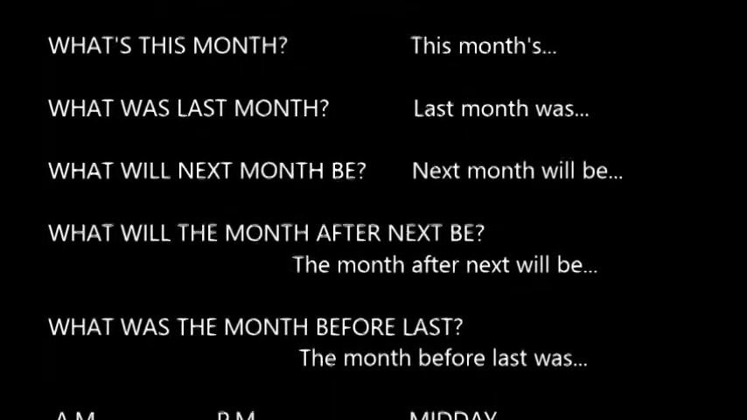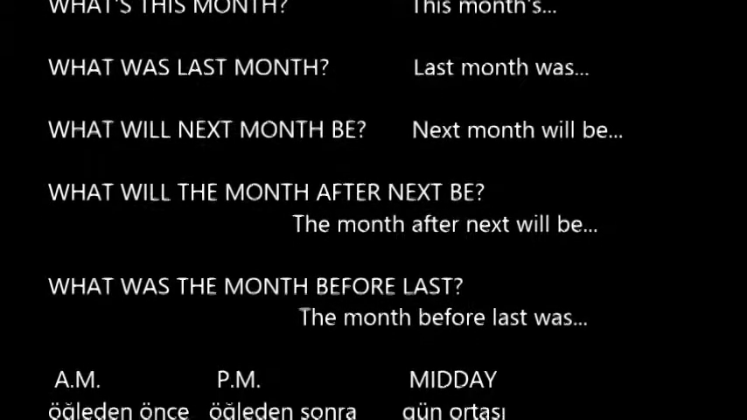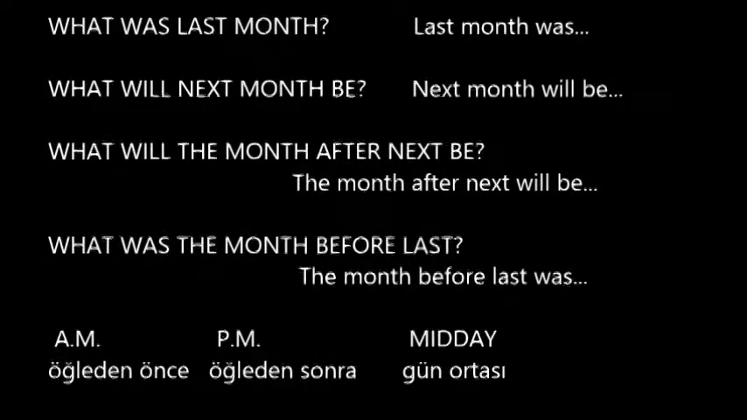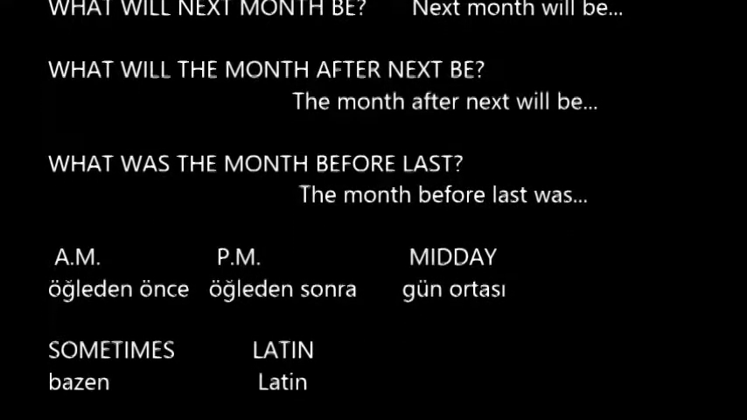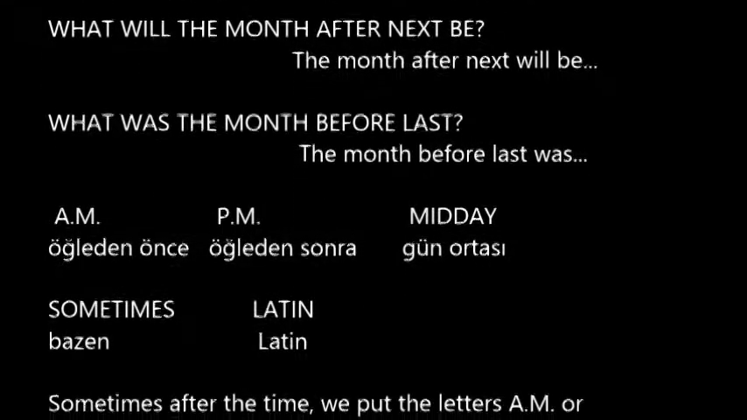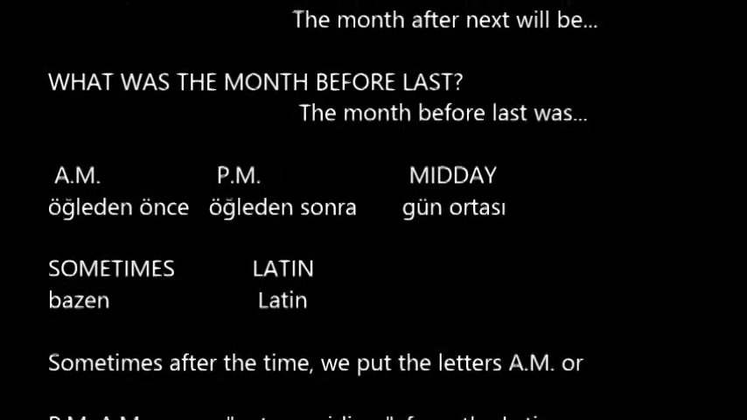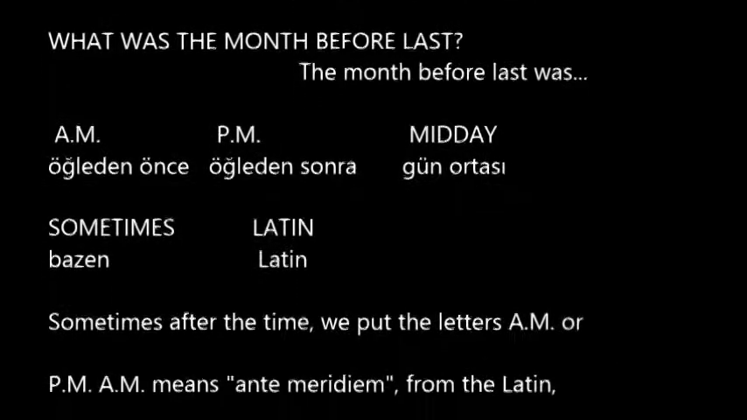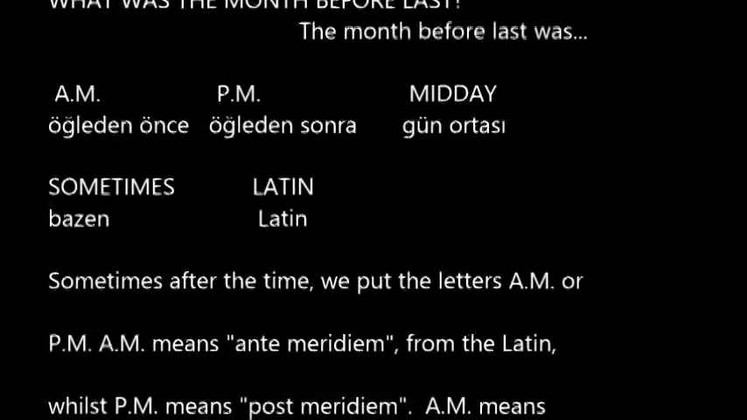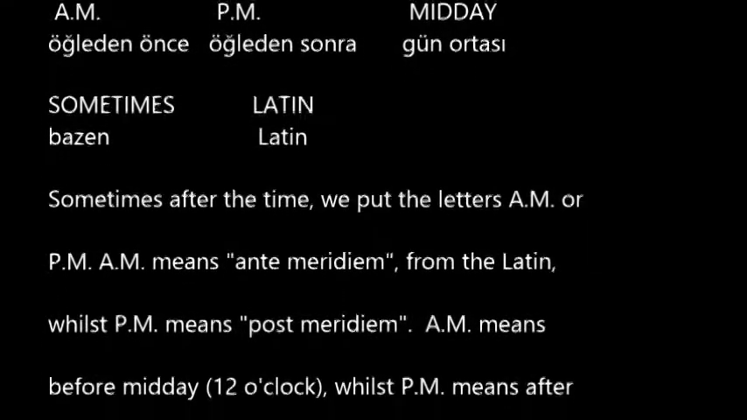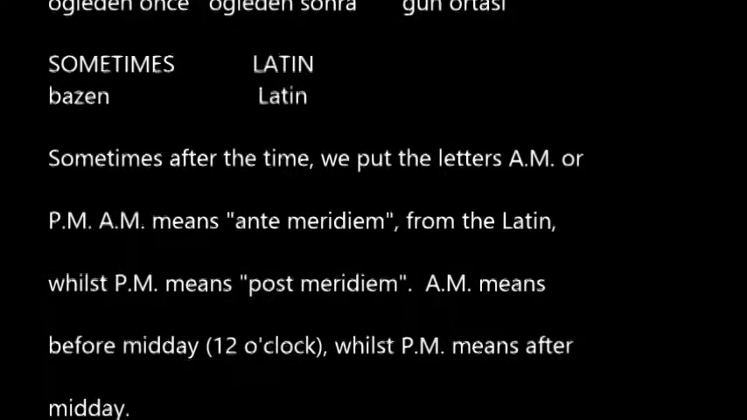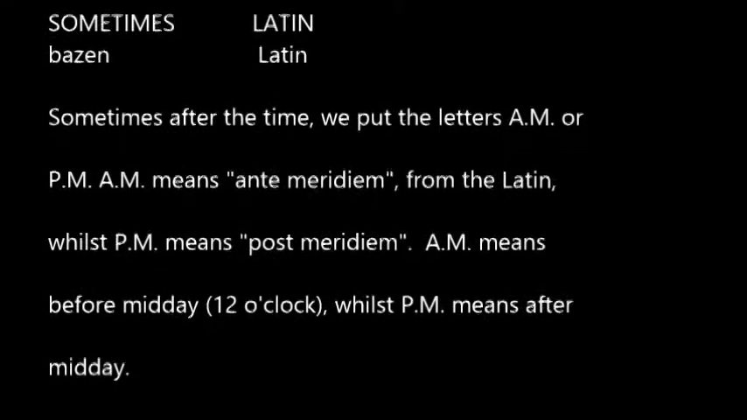AM, PM, midday, sometimes Latin. Sometimes after the time, we put the letters AM or PM. AM means ante meridiem from the Latin, whilst PM means post meridiem. AM means before midday, 12 o'clock, whilst PM means after midday.